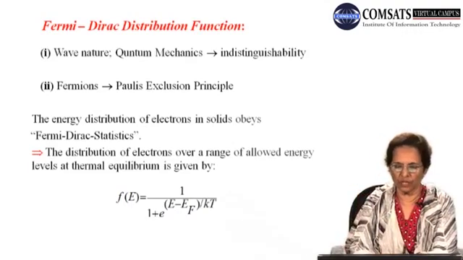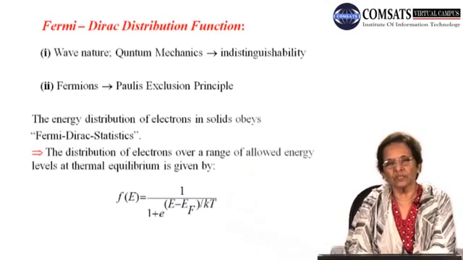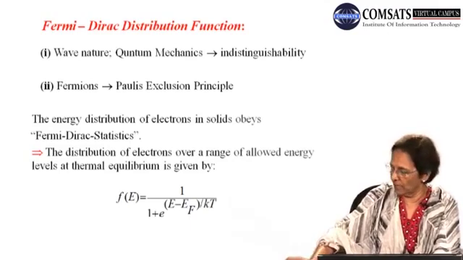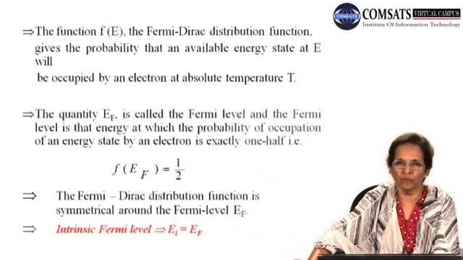Thus, the energy distribution of electrons in solids obeys Fermi-Dirac statistics. The Fermi-Dirac distribution function is expressed as F(E) equal to 1 over 1 plus e to the power (E minus EF) over kT, where EF is the Fermi energy, E is any energy associated with the electron, and T is the temperature of the semiconductor crystal, which can have any value, but for my lecture, for the time being, it is room temperature.